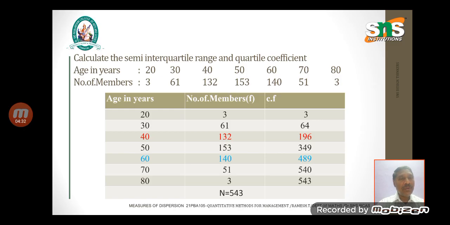Before that we find the cumulative frequency. From the number of persons, first we take 3, add 61. So 3 plus 61 is 64. Then 64 plus the frequency 132 is 196. And add 153 to 196, which is 349. 349 plus 140 is 489. 489 plus 51 is 540. 540 plus 3 is 543. So the total frequency is 543.